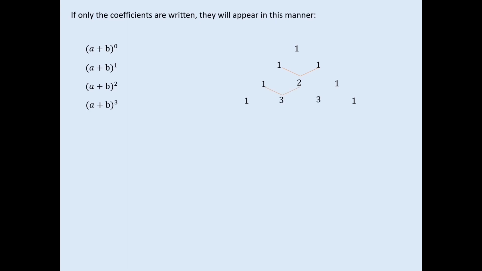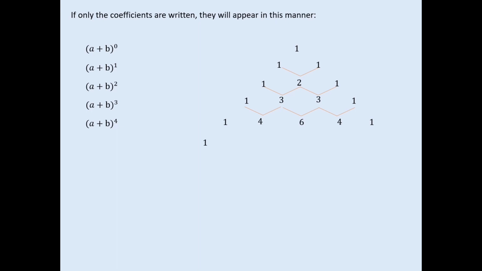That's 1 plus 2, 3. And another 2 plus 1, that's also 3. If you have a plus b raised to the power of 4, again, you have 1, 1. So again, we will just simply add the numbers above it. So you have 3 plus 1, that will give 4. 3 plus 1 is 4, and 3 plus 3, that is equal to 6.